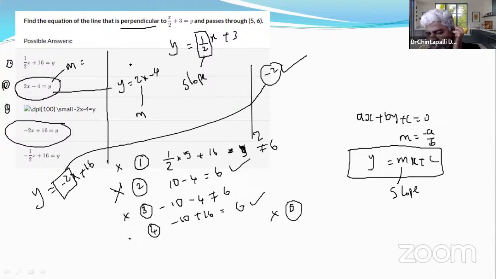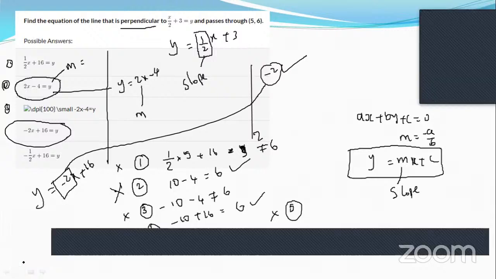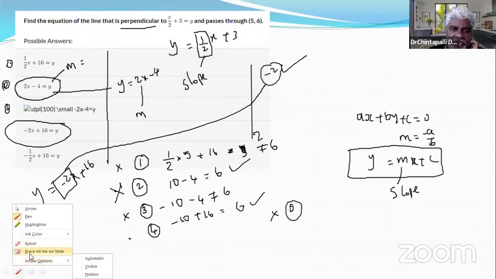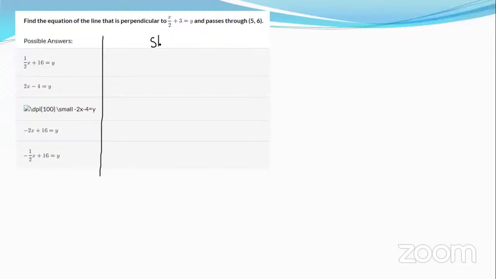It is called the elimination method or verification method. Or if we do the same in the straightforward method, the slope of the given line is 1 by 2.